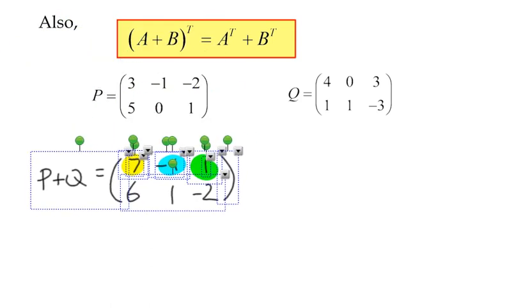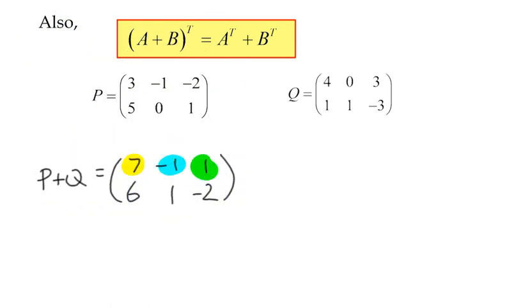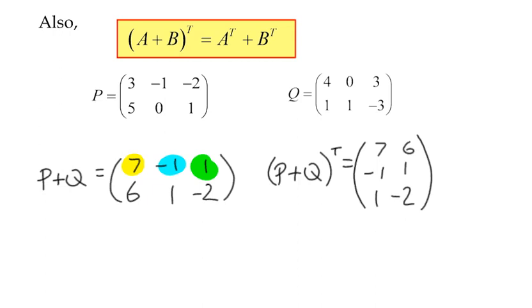So that was P plus Q. And the transpose of that, P plus Q transpose, would be 7, negative 1, 1, which is the first row becoming the first column, and 6, 1, negative 2, which was the second row, becomes the second column. So that's P plus Q transposed.